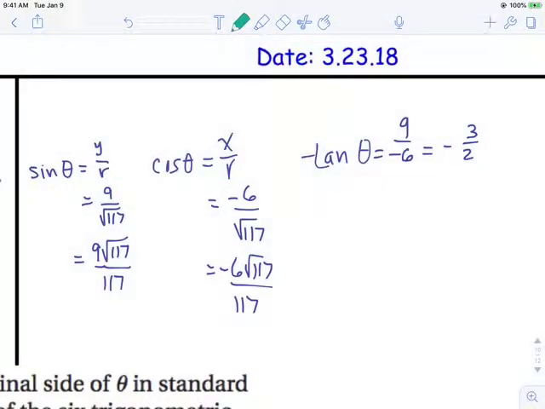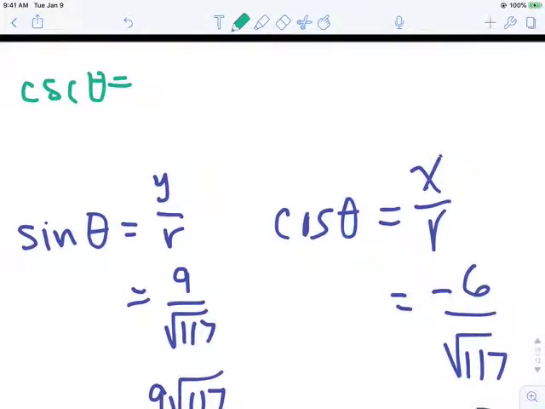So let's go back. Sine is related to which one? Cosecant of theta. Well, cosecant of theta is just what? It's just the reciprocal, right? Cosecant of theta is just the reciprocal of this, so isn't it just r over y, right? Square root 117 over 9.